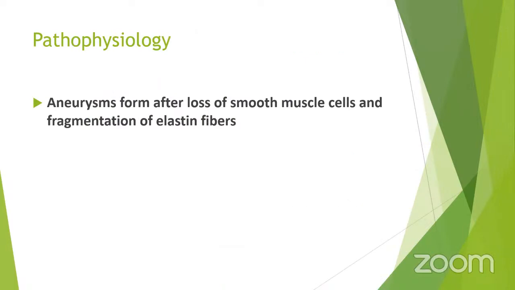The media of the aorta normally contains elastin, collagen, smooth muscle cells, and ground matrix. Aneurysms form after loss of the smooth muscle cells and fragmentation of elastin fibers. This process is known as cystic media degeneration, which results in loss of elasticity and tensile strength of the media. The aorta normally expands and recoils with systole and diastole, but dilates when the elastic recoil is lost.